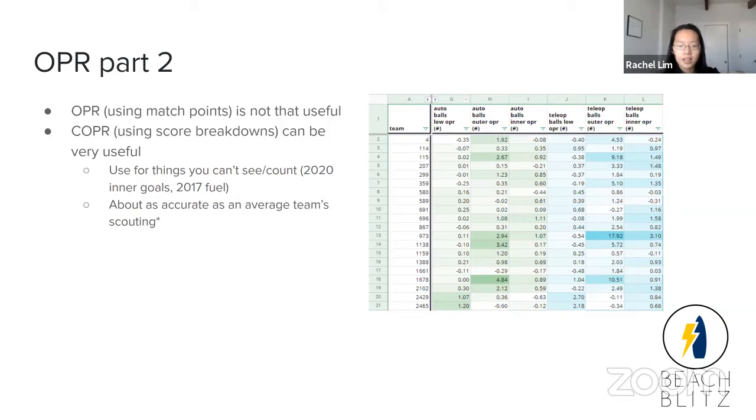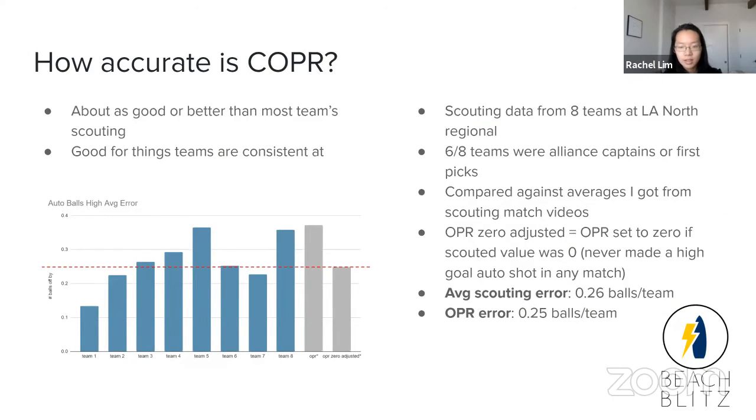And it's about as accurate as an average team's scouting, with a huge asterisk here. Like I said, it really depends on the actual metric. But COPR is surprisingly accurate, and team scouting data is surprisingly inaccurate. So it works out pretty well. Yeah, I get this question a lot, which is how accurate is COPR? So I wanted to dive a bit more into this.